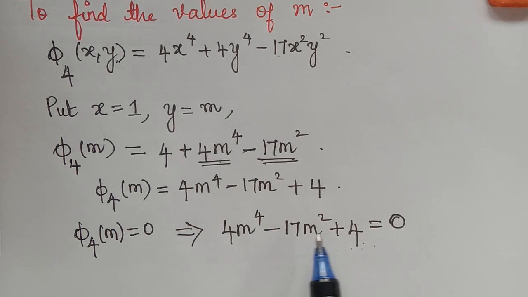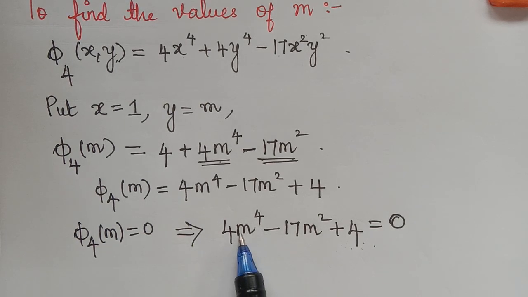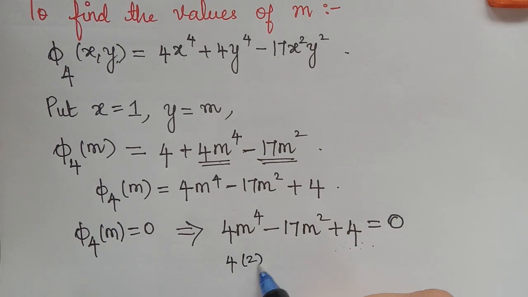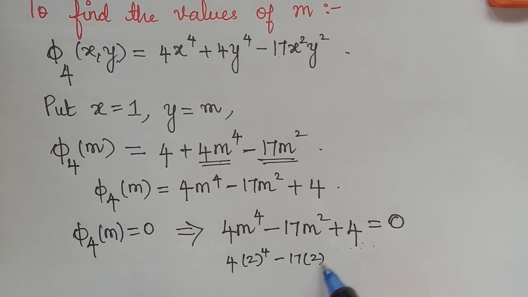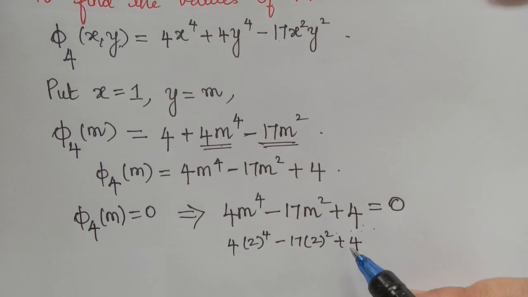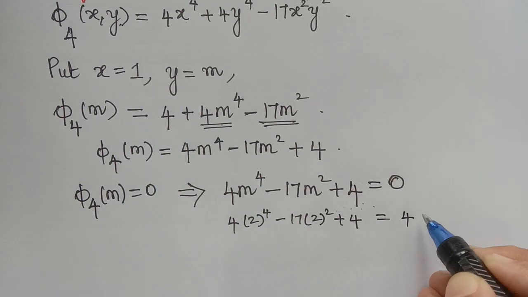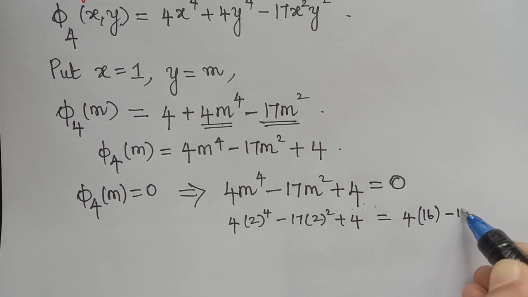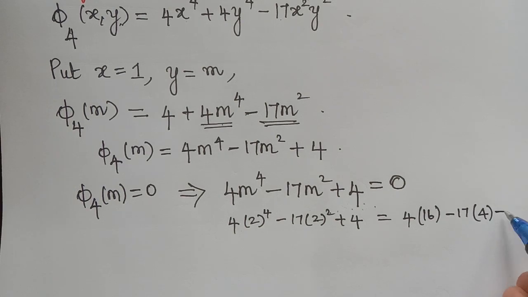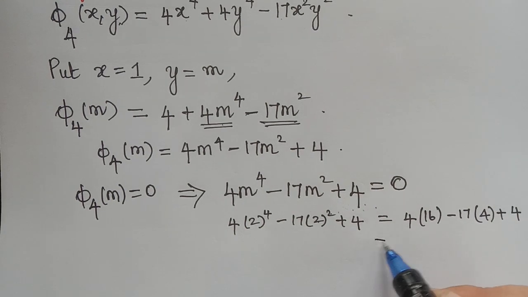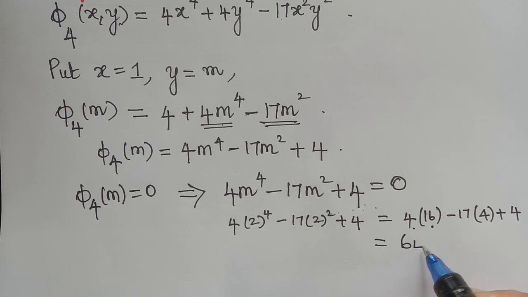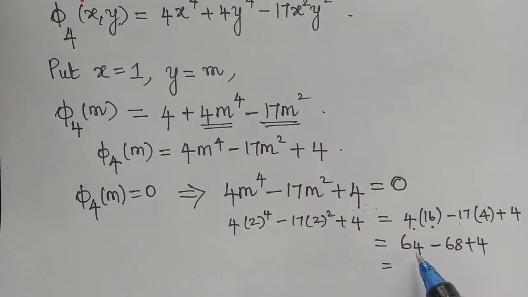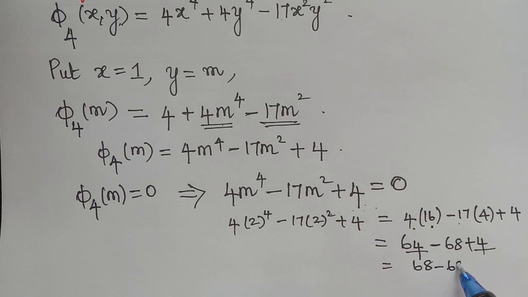Next we shall try whether 2 is a root of this equation, for which we should substitute 2 for m and check whether we are getting 0. So 4 into 2 to the power 4 minus 17 into 2 square plus 4. That is equal to 4 multiplied with, what is 2 to the power 4? It is 16. So 4 multiplied with 16 minus 17 multiplied with 2 square, which is 4, plus 4. What is 4 multiplied with 16? It is 64. Minus 17 multiplied with 4 is 68, plus 4. So that's 64 plus 4, 68, minus 68, and so it's 0.